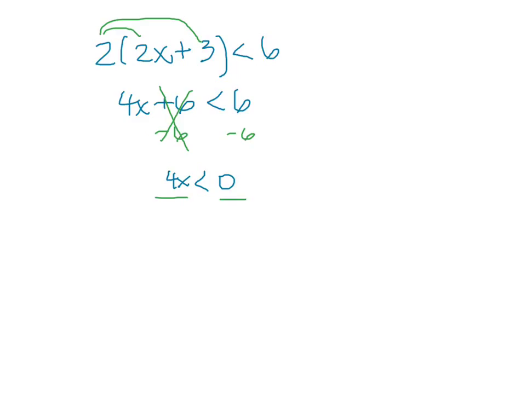Next, I want to split up 4 and x, so I do that by dividing both sides by 4. 4 divided by 4 is canceled out, and I'm left with x is less than 0 divided by 4 is 0. So that means x could be any number that is less than 0, or in other words, it could be any negative number.